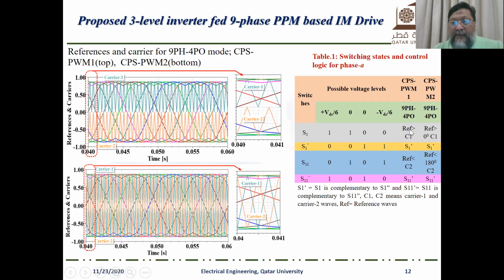So when the reference is greater than carrier 1, then this is the switching state, and when it is less than C2, then this is the switching state. And similarly for carrier phase shifted PWM2, this is the switching table.